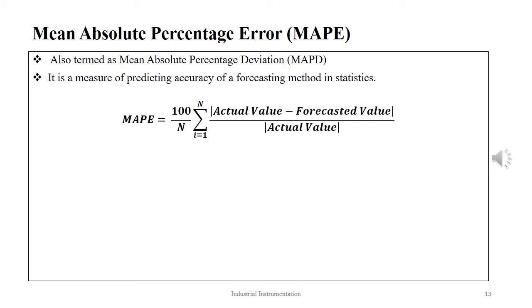Mean absolute percentage error is also termed as mean absolute percentage deviation, MAPD. It is a measure of predicting accuracy of a forecasting method in statistics. MAPE is numerically shown as 100 by n summation i equal to 1 to n mod of (actual value minus forecasted value) by mod of actual value.